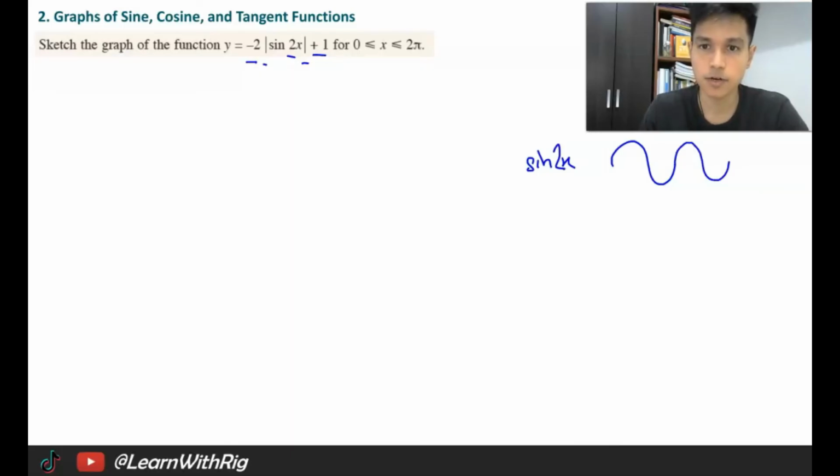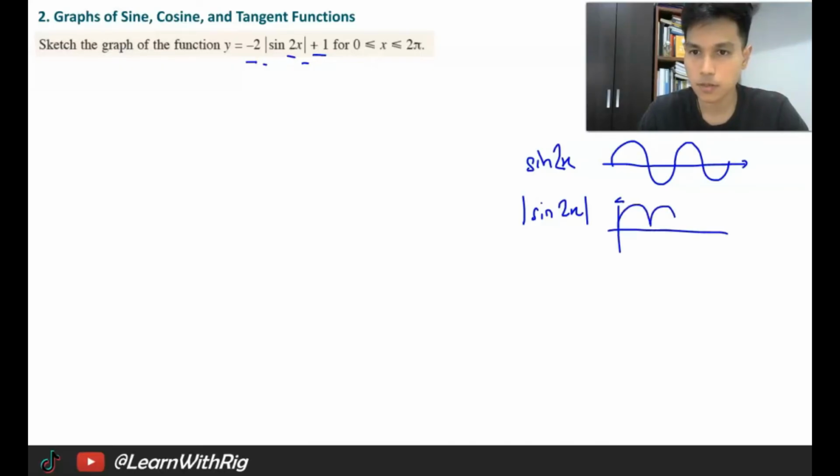Okay, it's unclear so far. Now you got modulus 2x. So modulus means whatever that is on the negative side will become positive. So your graph looks like this. 1, 2, 3, 4. Okay, that means negative all become positive, and then the positive will remain positive, so it becomes like this. Then you have the amplitude now is 2.